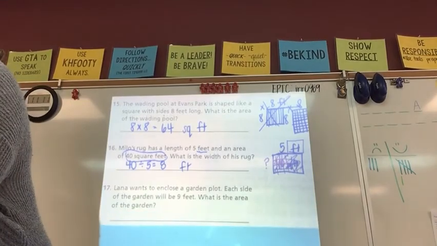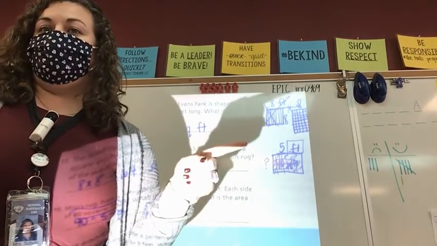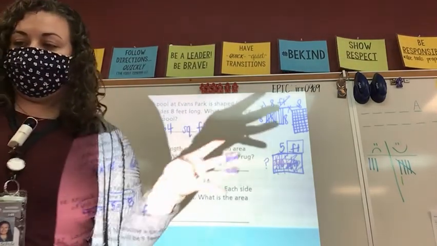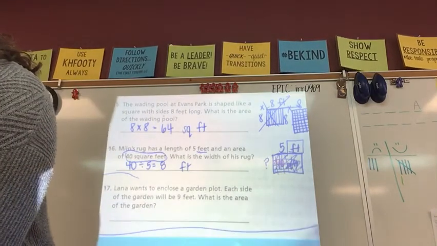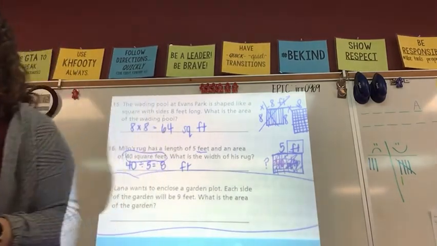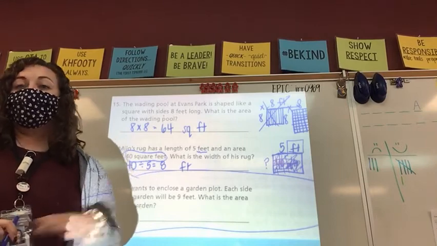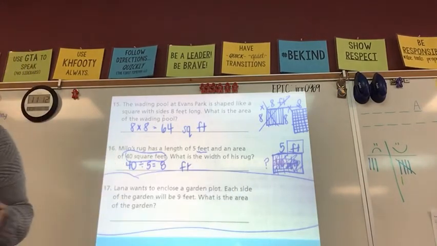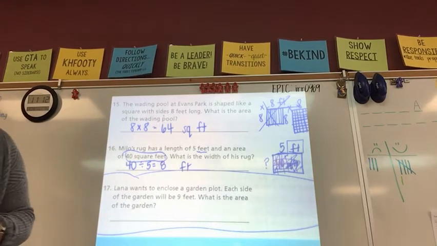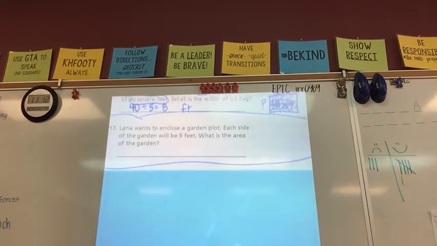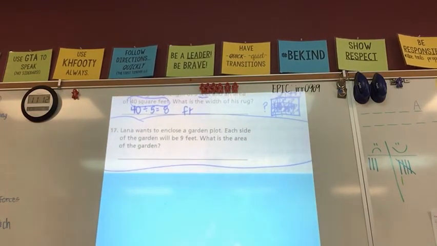Erase. This one really is all on your own. I'm going to read it and I want to see your picture, equation, answer, label. Lana wants to enclose a garden plot. Each side of the garden will be 9 feet. What is the area of the garden? Lana wants to enclose a garden plot, and each side of the garden is 9 feet. What is the area of the garden?